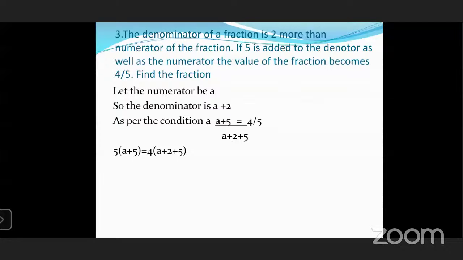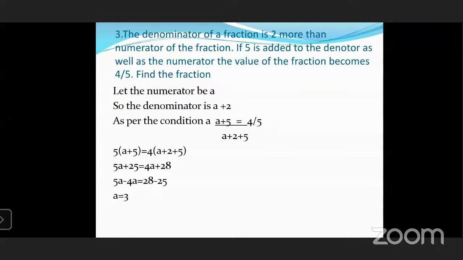4 divided by 5. Now you cross multiply: 5 into a plus 5 is equal to 4 into a plus 2 plus 5. 5 into a is 5a. 5 5s are 25. 4 into a is 4a. And 2 plus 5 is 7. 4 into 7 is 28. Now here 5a minus 4a is equal to 28 minus 25. 1a is equal to 3. A is equal to 3.